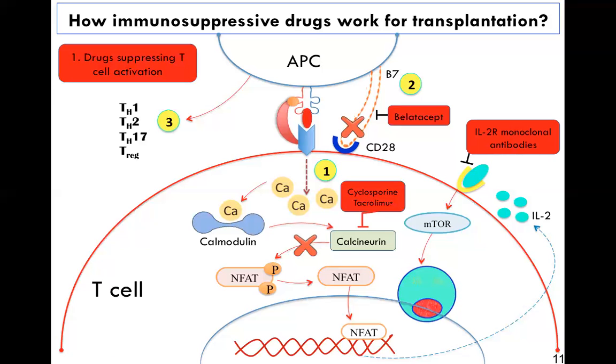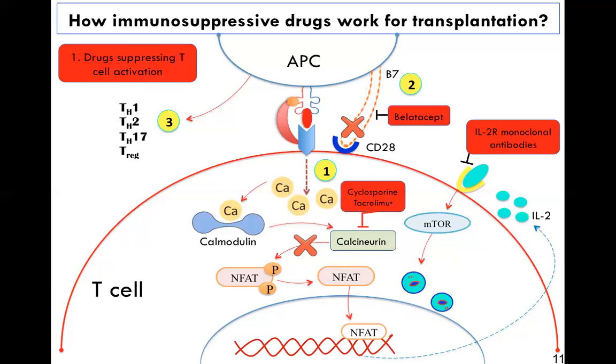By using these drugs, we can stop this process. Another way, of course, is to use drugs that directly target T cell activation, like Th1, Th2, Th17 and T regulatory cells. So this is all done by using these particular drugs. When we stop the T cell activation, as a result, transplantation becomes possible. So this is all what we have learned.